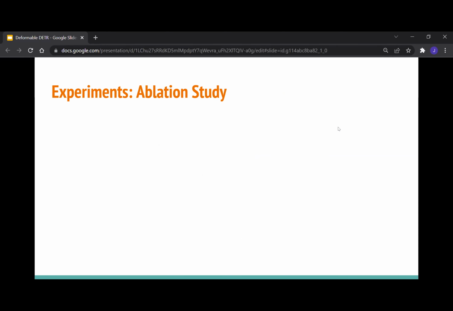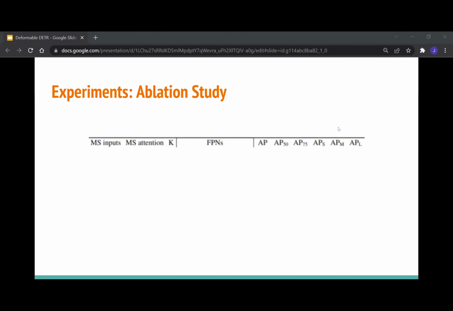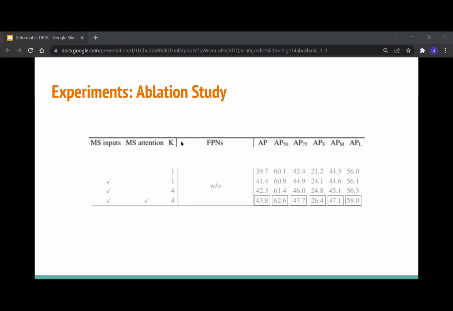Next up, I want to talk about the ablation study, which is the removal of features to see what will happen. In this case, we are removing the MS inputs, the MS attention, and the number of key sampling points, or K. We're changing that from 4 to 1, as well as the use of FPNs, or in these first 4 cases, the lack of use of FPNs.